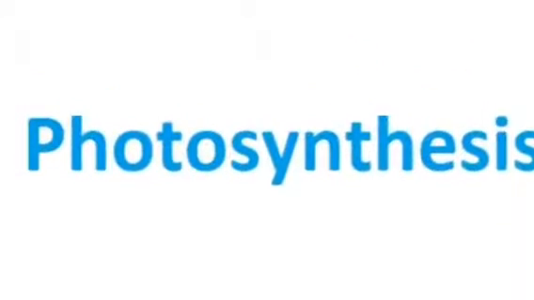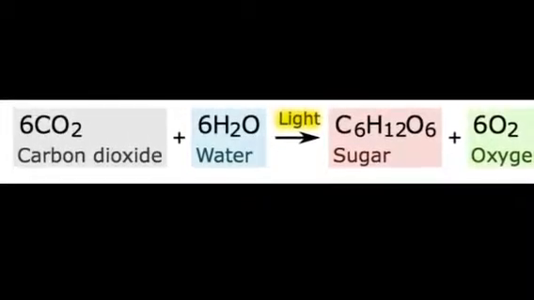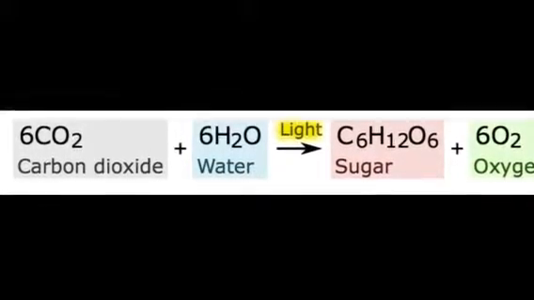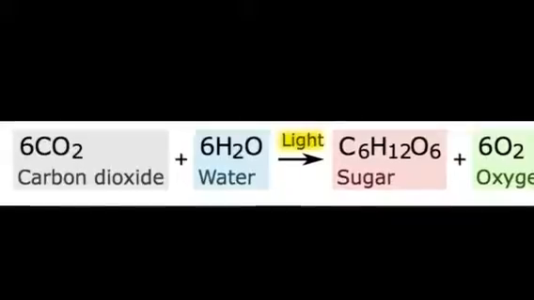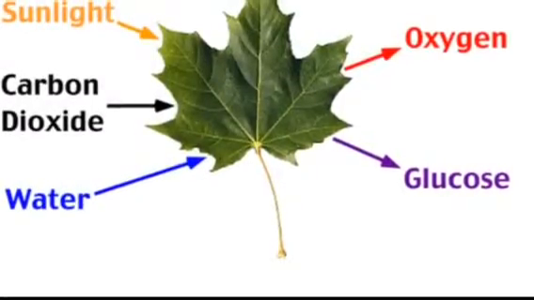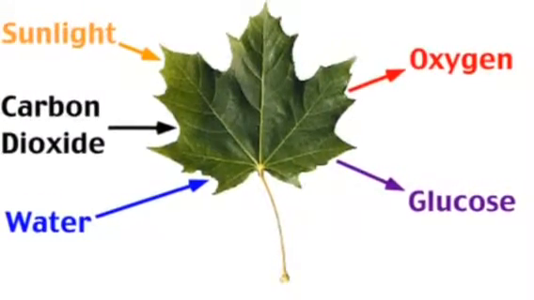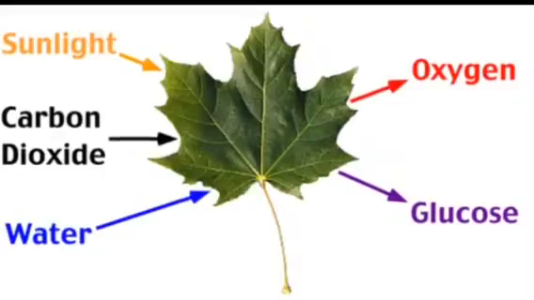Photosynthesis. The overall equation for photosynthesis is carbon dioxide plus water plus light energy yields glucose plus oxygen. Photosynthesis requires water, carbon dioxide, sunlight, NADPH, ATP, and chlorophyll.